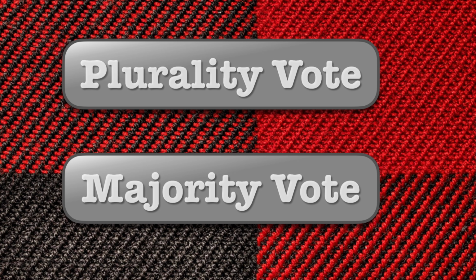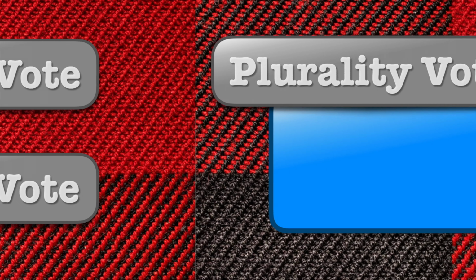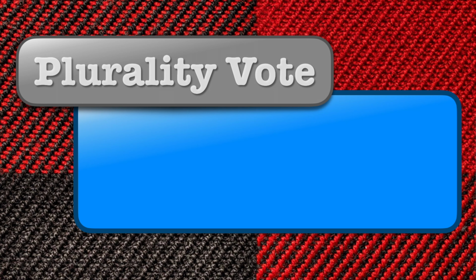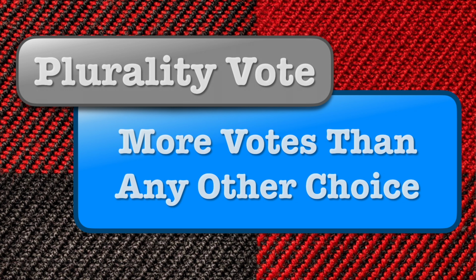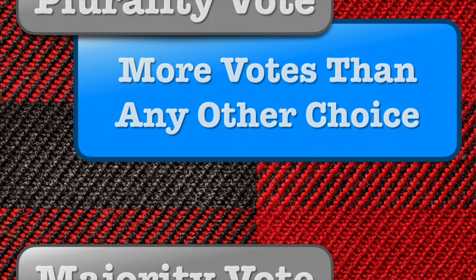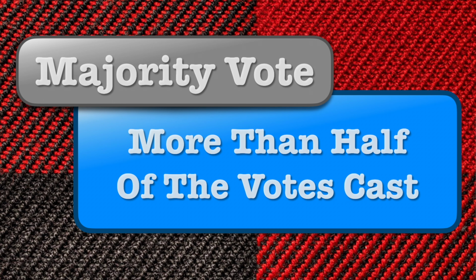To understand why, we need to review the difference between a plurality vote and a majority vote. A plurality vote essentially means that a choice receives more votes than any other choice, while the term majority vote means more than half of the votes cast. These two definitions can seem quite similar at first, but in actuality, they are considerably different.